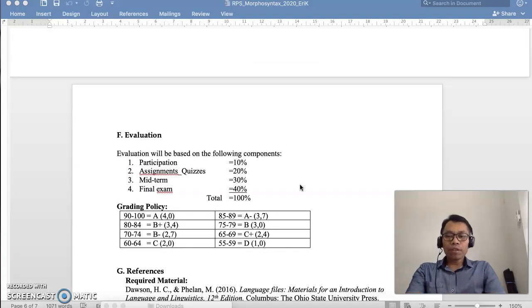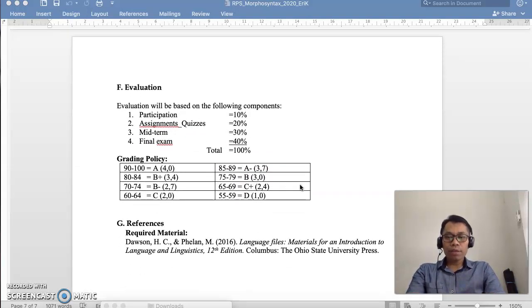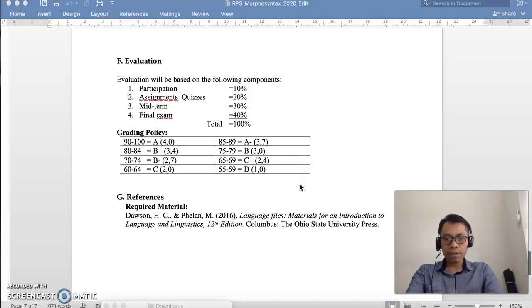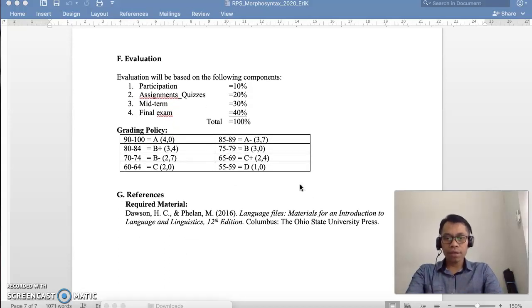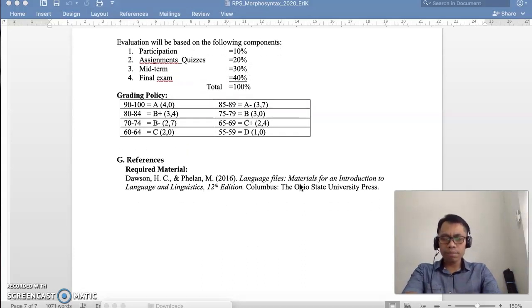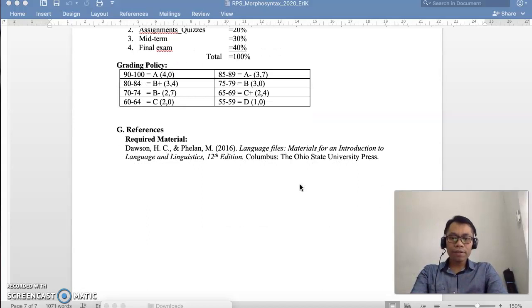All right, moving on to evaluation. As before, I highly appreciate participation, which counts 10% toward your final grade. And then assignments plus quizzes are worth 20%, midterm is worth 30%, and finally the final exam is worth 40%. So altogether they amount to 100%. Okay, grading policy as before, and references.